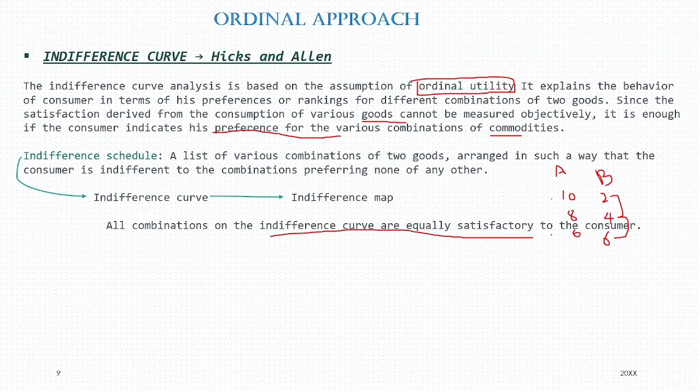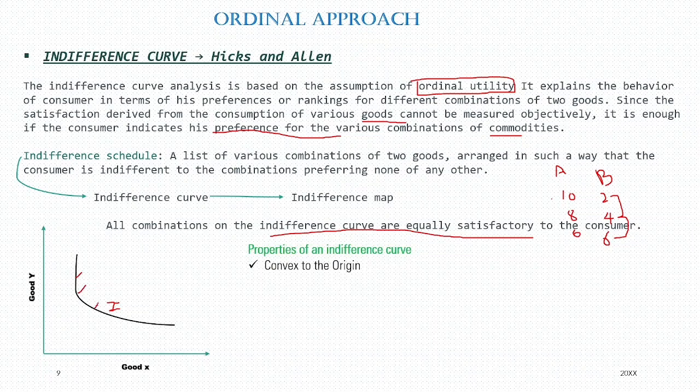So this is the indifference curve, where we have good Y and good X on the Y and X axes, and this is the indifference curve. What we mean to say is that at every point the satisfaction derived will be equal. Now, properties of the indifference curve.